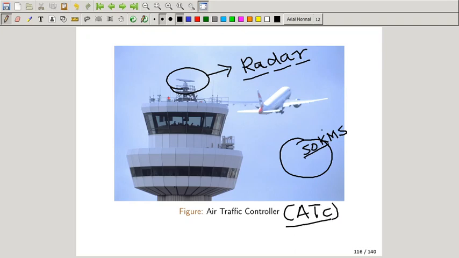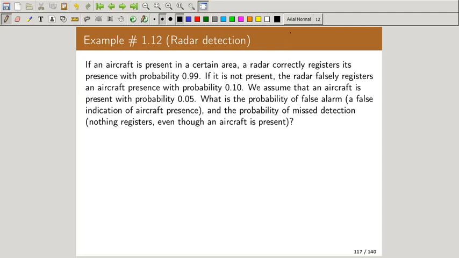By this ATC only, they will identify the presence of aircraft and give permission for landing and all those things. Without this ATC, it will be very difficult to operate an airport, because we don't know where the aircraft is. Anyway, that is something to be studied later. Now let us proceed to our problem. This is a problem based on radar detection.